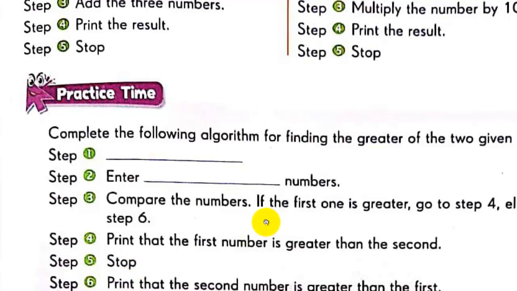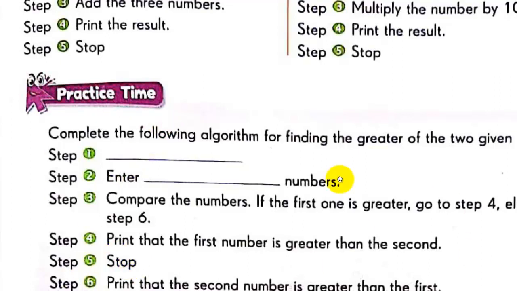Stop. Here, if the first number is greater than the second number, we'll go to step number 4. Print the first number is greater than the second, and we'll go to step number 5 and stop the algorithm here. But if the second number is greater than the first number, we'll go to the else condition. That is, else go to step number 6. We'll come to step number 6 here. Print that the second number is greater than the first. Then after that, we'll come to step number 7. And what does step number 7 say? Step number 7 says go to step number 5. We'll go to step number 5. That is stop. We'll stop the algorithm here.